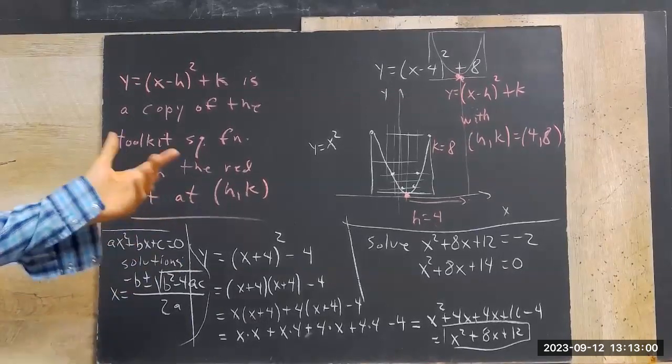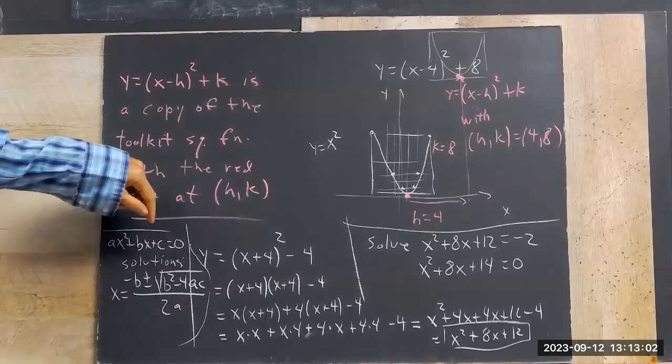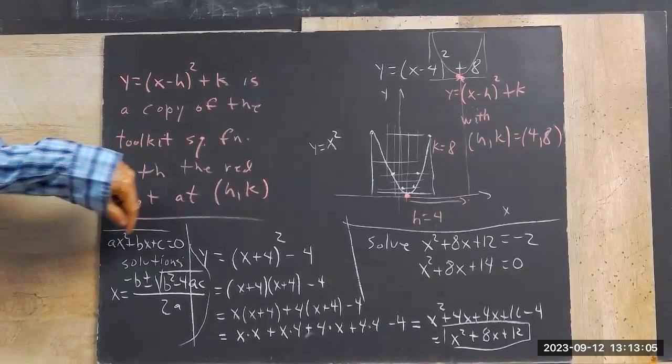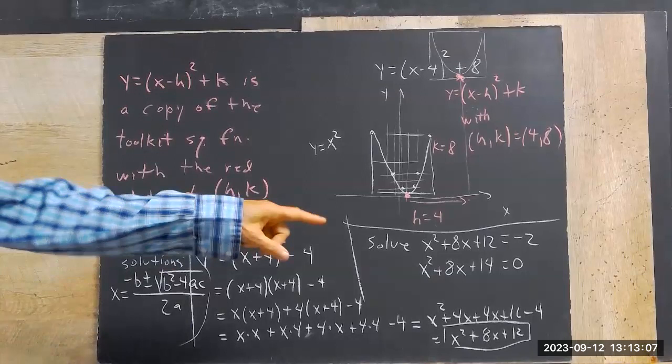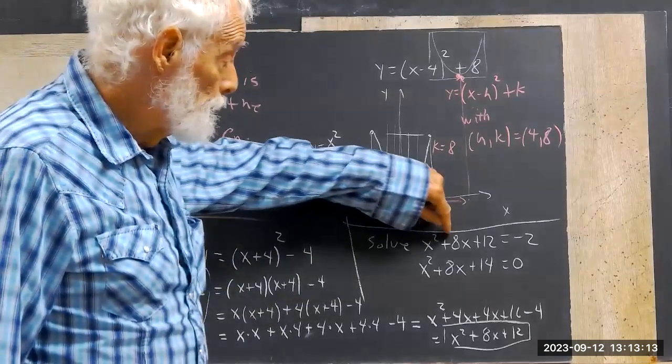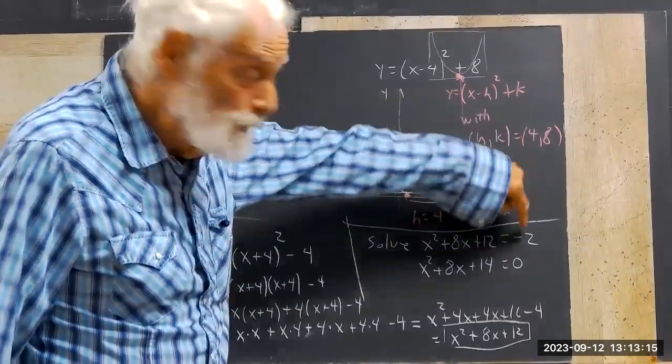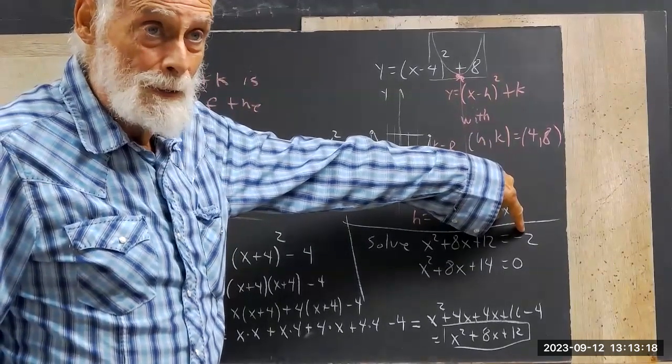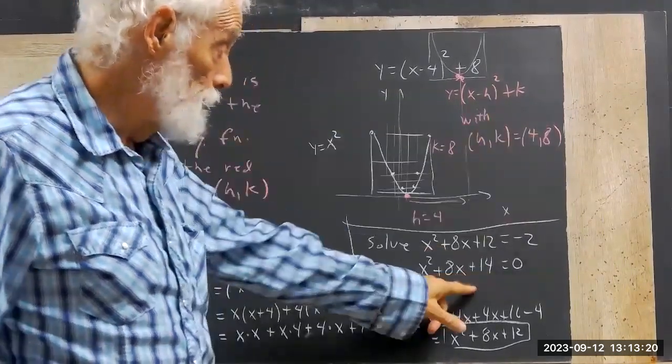What should be happening? C would be 14, right? And A would be 1. You can't use these numbers here because this is equal to 0. Now, you should understand that I just added 2 to both sides to get this.